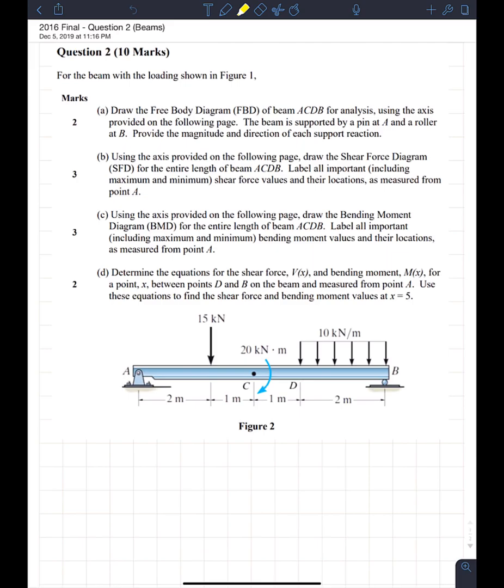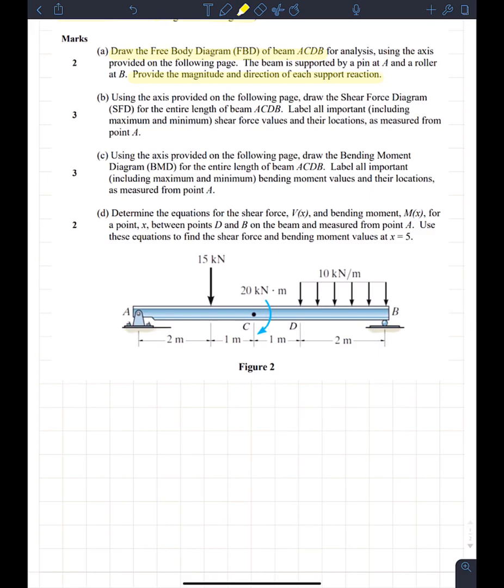And the question's basically going to ask you for the free body diagram, the shear force diagram, and then the bending moment diagram. So if we look at this question right here, it says, for the beam with the loading shown in figure 1, so we see that the loading is shown in figure 2, I guess. There's a mistake on this final. It says 3 things for the first 3 questions. 1 is draw the free body diagram of the beam. And then it says determine the support reaction. So the beam is supported by this. Provide the magnitude and direction of each support reaction. So basically the first part's just draw the free body diagram and determine the support reactions. So that one's not bad.